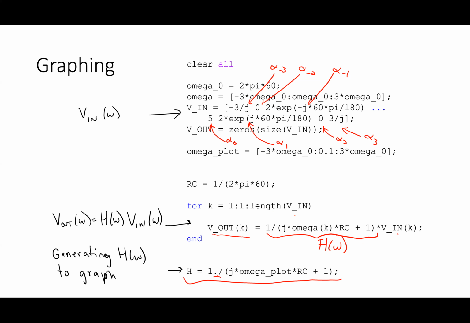Why do I have this dot divide? It's element wise because omega plot down here is a vector. And I want to generate a value of H at each value in that vector. So I got to do a dot divide to do an element wise operation. And why do I have omega plot and omega? Well, because I'm plotting a lot of points here. I'm trying to plot a continuous function. So my steps are 0.1. My steps are much, much smaller than they are in this omega vector. I have to do that because my V in only has values at certain frequencies. My H has values at every frequency. Okay. So that's why I did that.